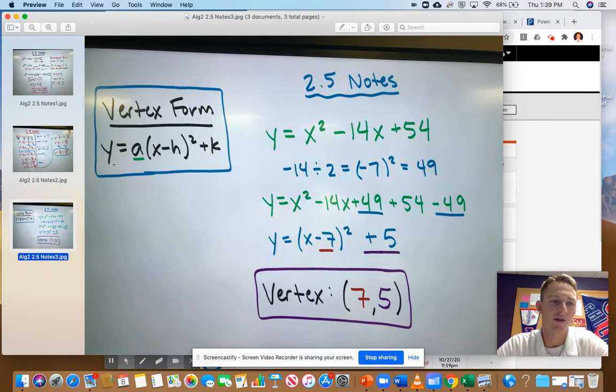Little tricky because there's two ways to do it, right? Sometimes we have a 0 on one side, sometimes we have a y. If you do have questions, let me know.